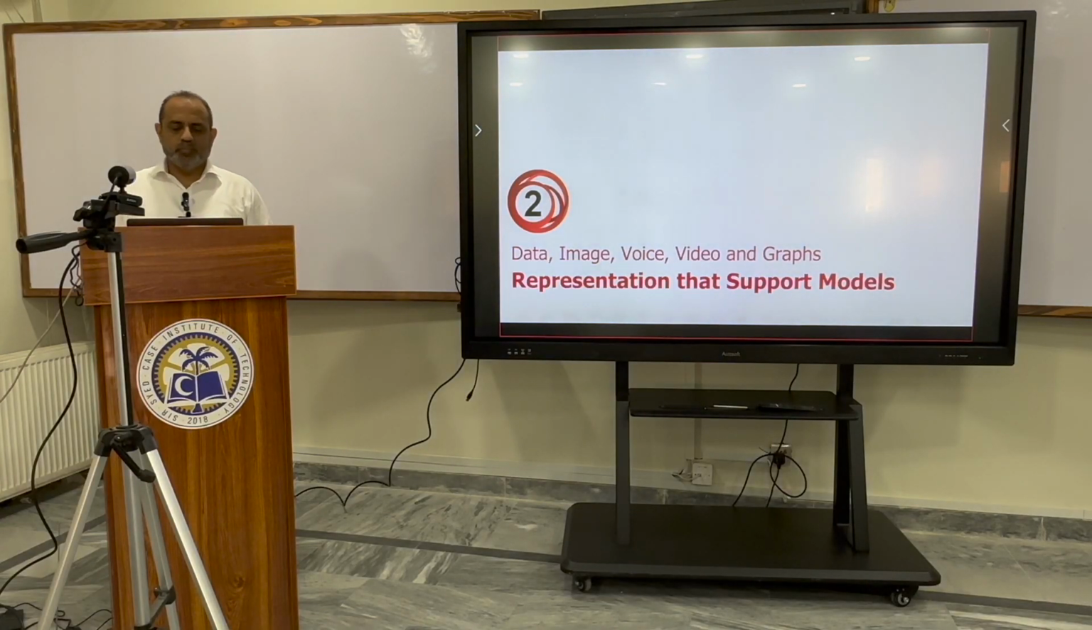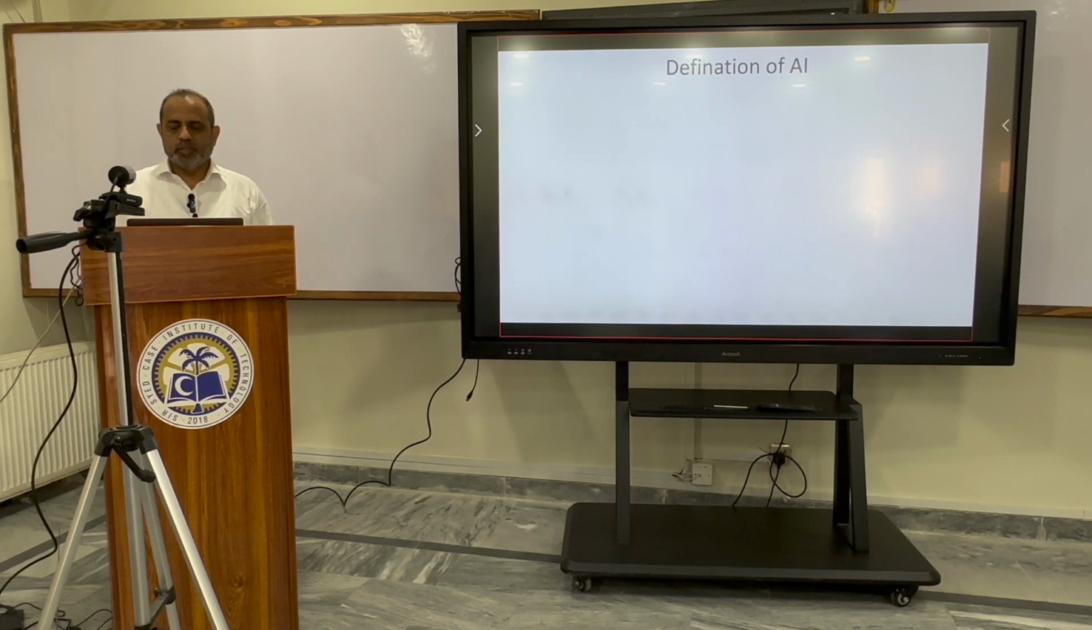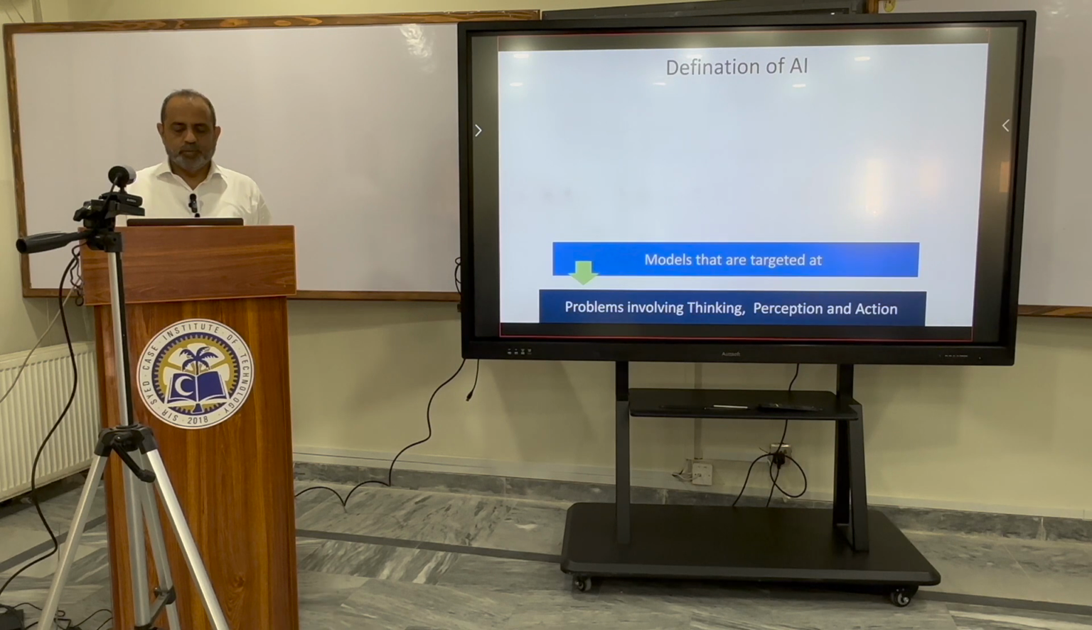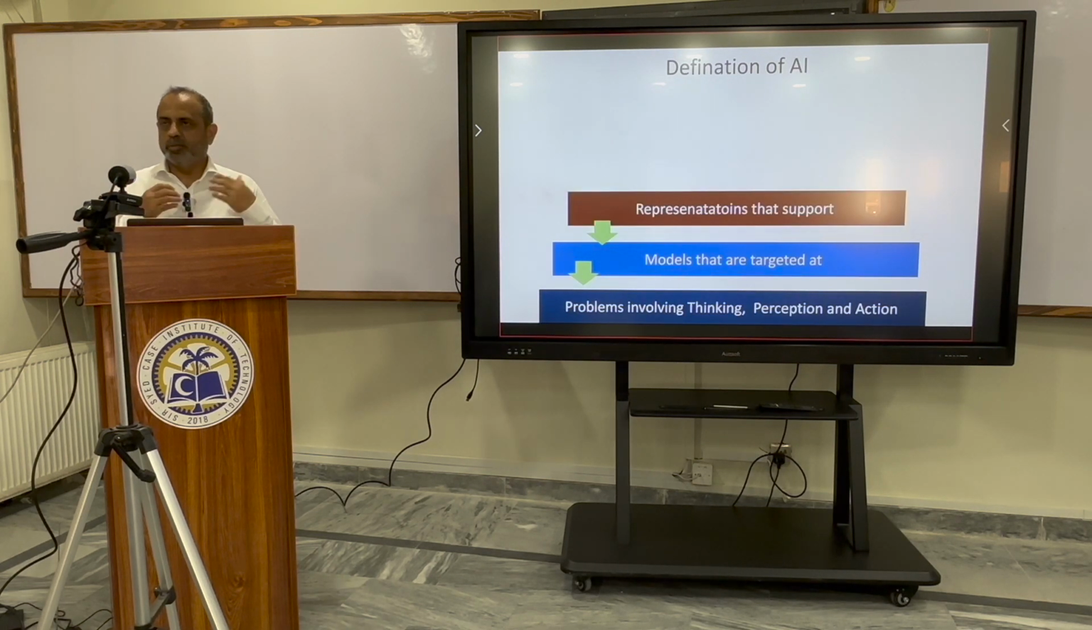So now we come to the topic, which is representation that supports models. We are going to see how data is represented in AI. Okay. So remember the definition of AI. We said it is about solving problems where you require thinking, perception, and action. And to do that, we said you make models, and for models, you have to have representations, both for the model and for the data.